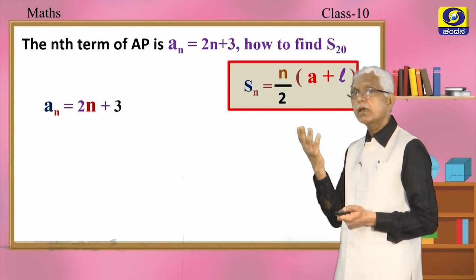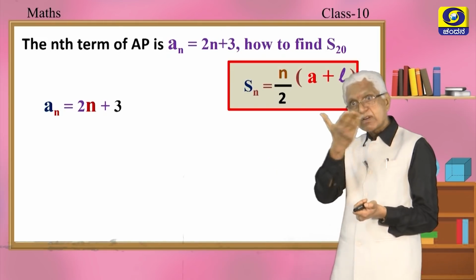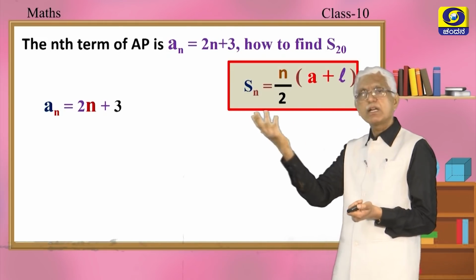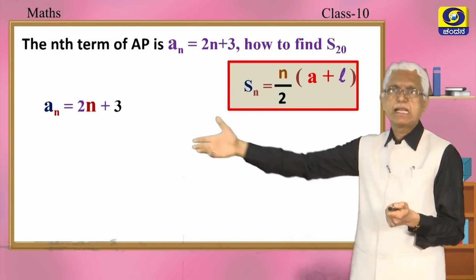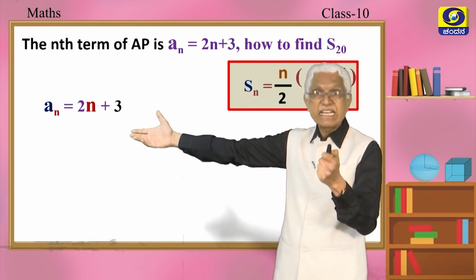Do you know a, the first term? No. Do you know l, the last term? No, because they have not given the series. They have only given you the nth term, right? Okay, I will start with this. an is equal to 2n plus 3. This is the nth term.